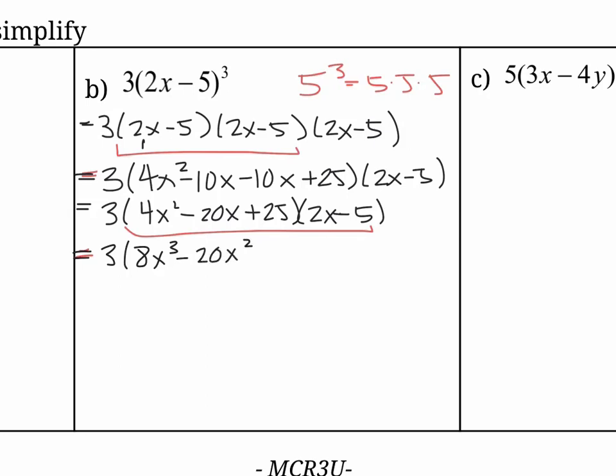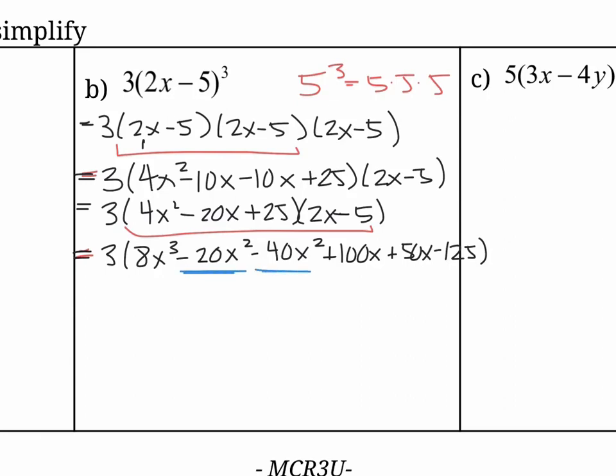Negative 20x times 2x is negative 40x squared. Negative 20x times negative 5 is going to be positive 100x. Then we have 25 times 2x is going to be plus 50x. And then 25 times negative 5 is going to be minus 125. And then we have an option. We can either distribute this 3 right away, or we can collect like terms within this bracket. I'm just going to simplify inside the bracket because we have a few x squared.